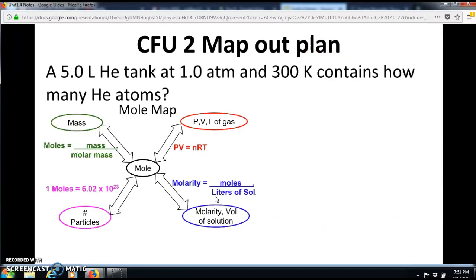Great, let's try another CFU. I'm going to do the same thing here. So in this case, it's a 5-liter helium tank at 1 atmosphere and 300 Kelvin, which is the temperature. And then you are asked to figure out how many helium atoms it contains. Pause the video now, and when you press play again, the answer will be revealed.